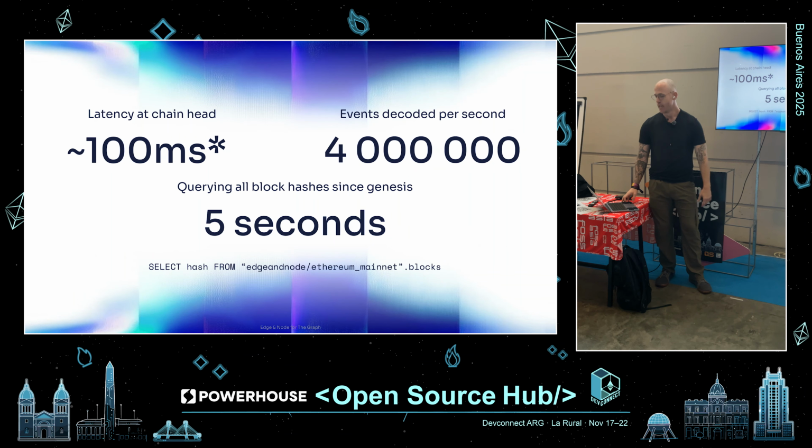Some performance. Latency at chain head around 100 milliseconds. So it's very, very close to chain head at all times. Events decoded per second, 4 million events per second. And this is a good one. Querying all block hashes since the Genesis block on Ethereum, 5 seconds. So it's very fast and incredibly performant.